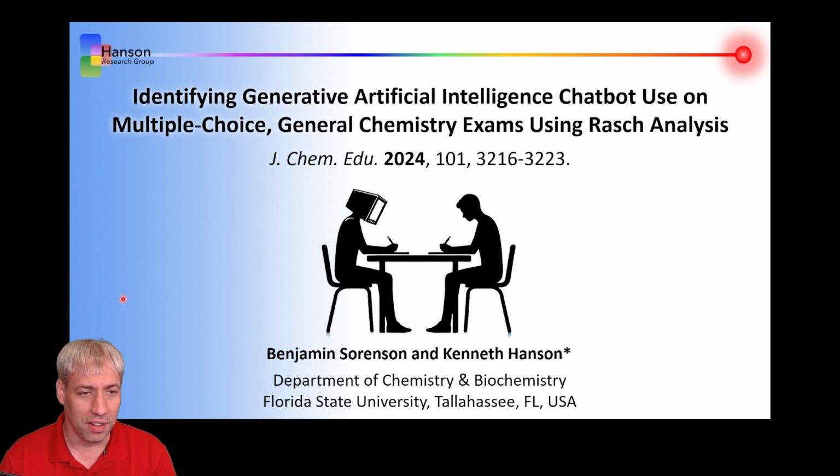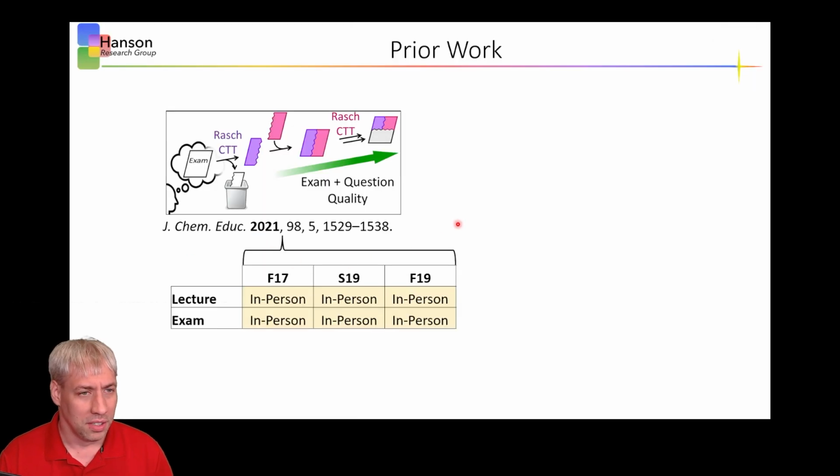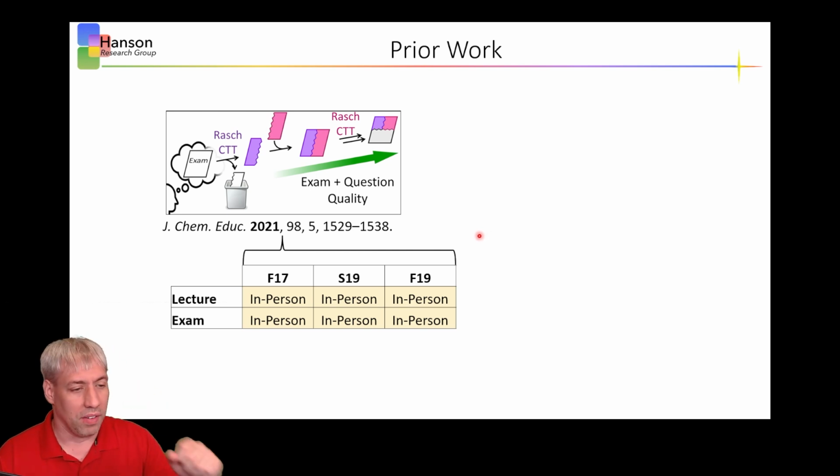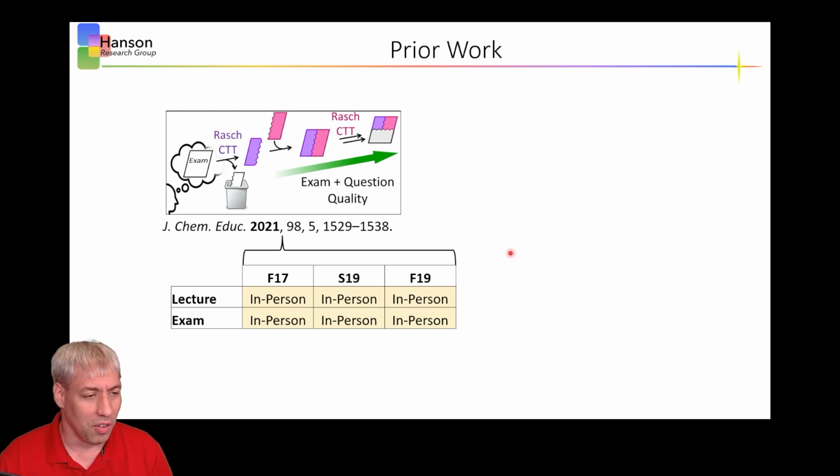But before diving into the details of the paper, we thought we'd give you a little bit of context. In fall of 2017, we started an endeavor where we used Rasch analysis, these statistical tools, to improve exam and question quality over the course of 3 semesters. And we saw, yes, the exams got better, and you can check out the paper in the Journal of Chem Ed in 2021. There's the reference right there.